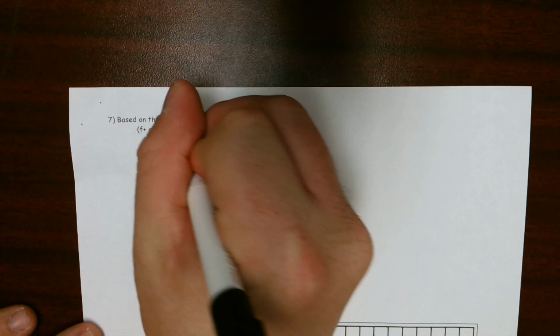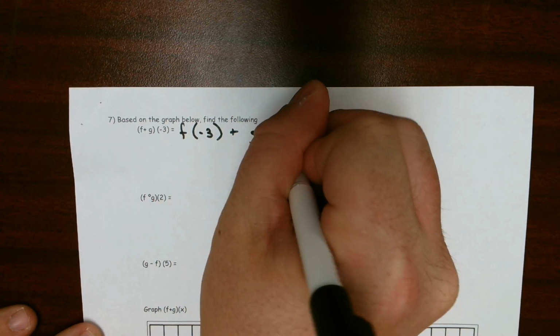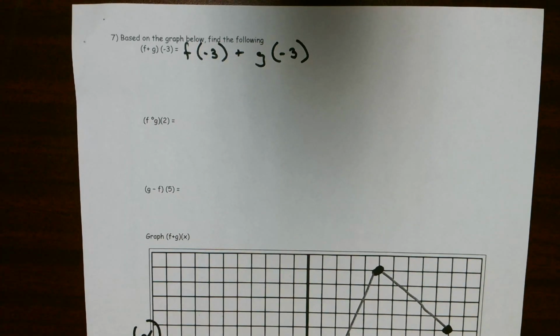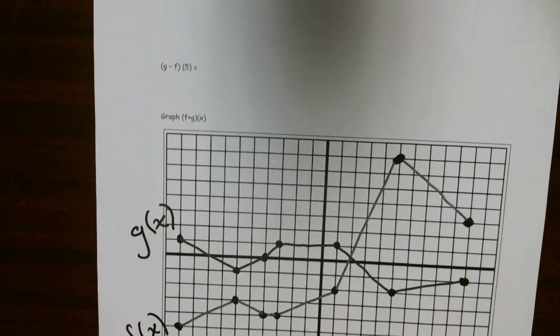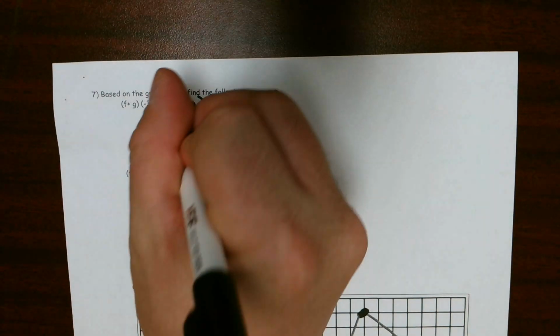So what that creates is f of negative 3 plus g of negative 3. Remember, negative 3 is just our input. So let's figure out what f of negative 3 is first by looking at our graph. So here's function f. And when you input negative 3 into function f, you get out negative 4. So f of negative 3 is negative 4. The y value is negative 4.